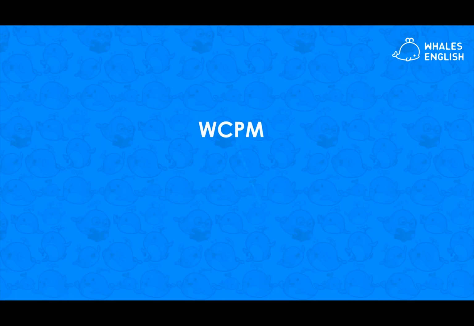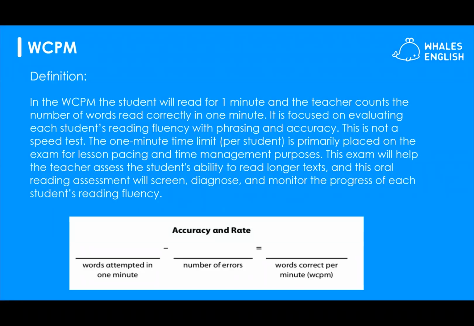WCPM. Words correctly read per minute. Definition. In the WCPM, the student will read for 1 minute and the teacher counts the number of words read correctly in 1 minute. It is focused on evaluating each student's reading fluency with phrasing and accuracy.